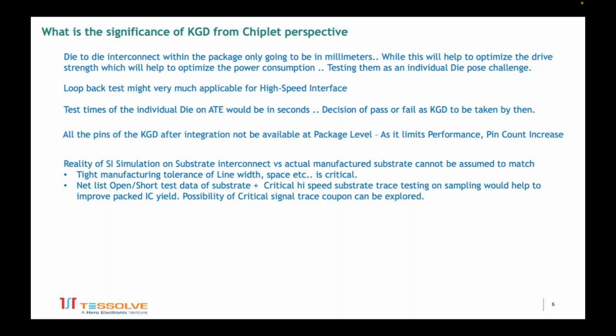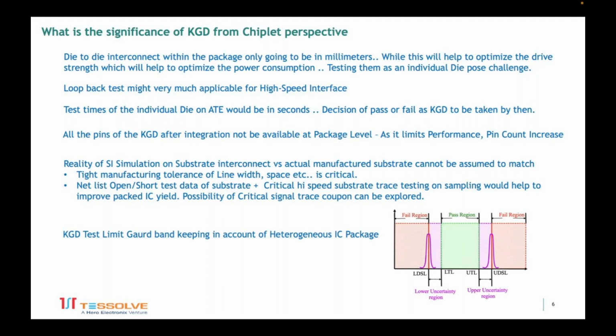Some sort of stuff can be explored for the package side, and you test only those coupons in order to make sure that the substrate manufactured is really behaving, and will reflect the volume of the substrate manufactured. So this could be one area that we need to look at from the chiplet perspective. And of course, as we test the chiplet, then it goes to the substrate, and eventually we do it.